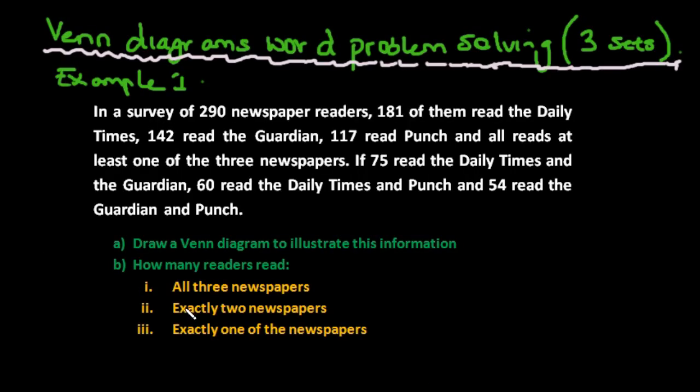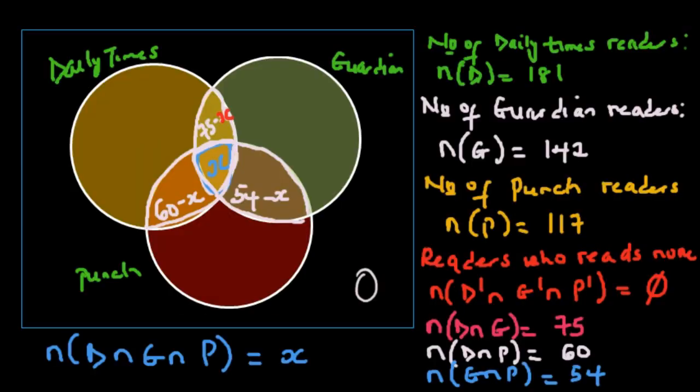It said, how many readers read all three newspapers? That is the intersection of the three sets. So we have to solve for x. So let's go ahead and see how we can do that.